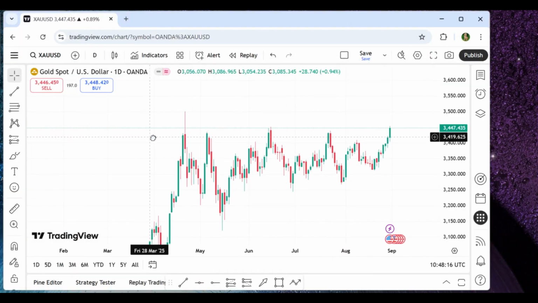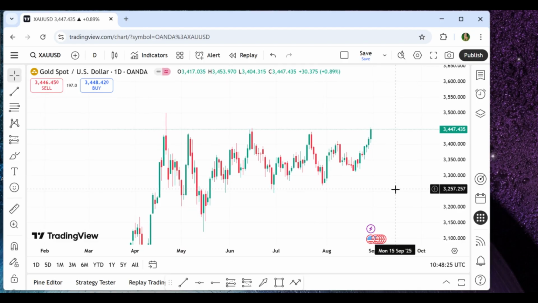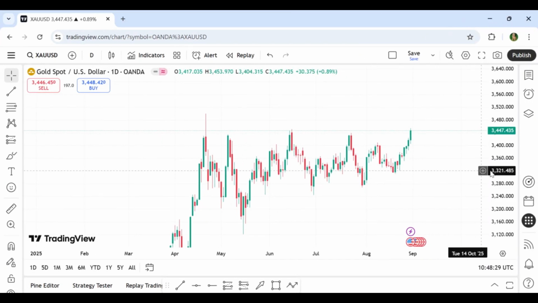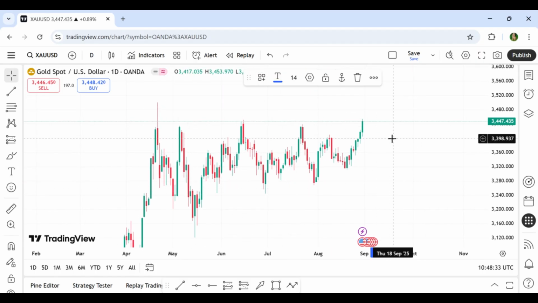So for this week, we're going to be looking at gold, that is XAUUSD. We're going to analyze BTCUSD, and finally we are going to look at NASDAQ or NAS 100. So yeah, let's get right into it and see what we have.